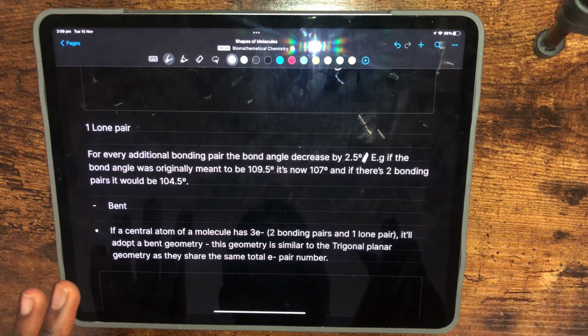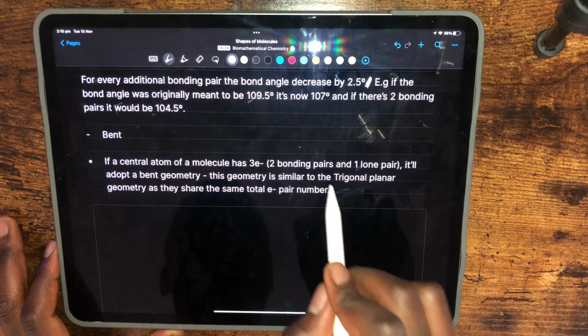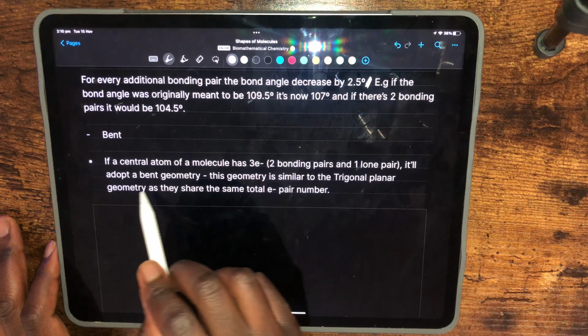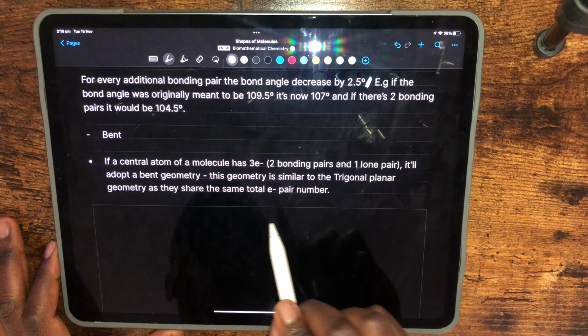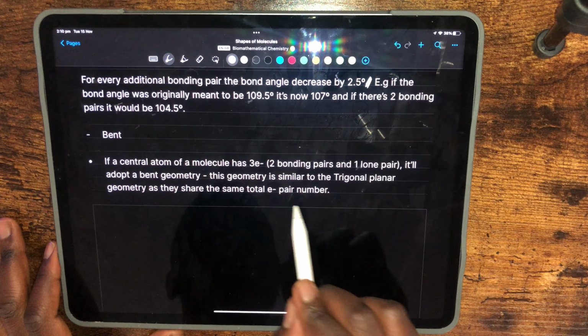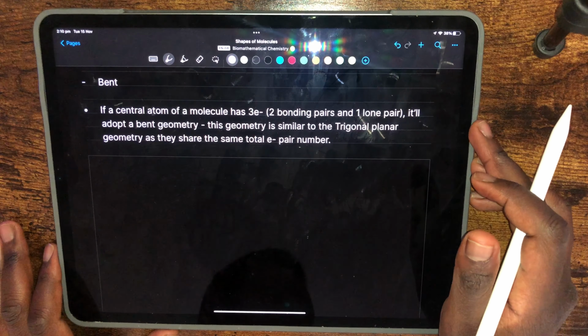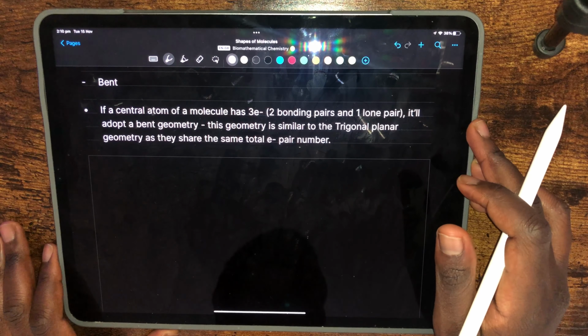So the first one I'm going to go through is bent. If a central atom of a molecule has 3 electron pairs, that's 2 bonding pairs and 1 lone pair in total, it will adopt a bent geometry. This geometry is similar to the trigonal planar geometry, as it has the same total number of electron pairs. So I'll show you what I mean. So a bent example. I haven't got an example of a bent geometry.